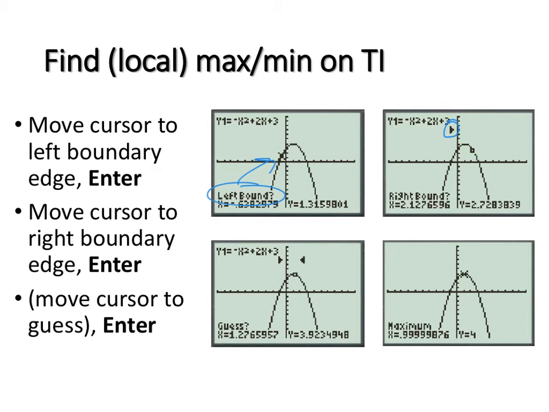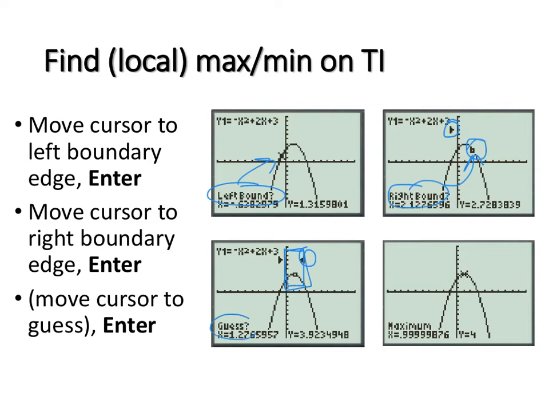After you push enter, you'll see a little black triangle on screen showing us the left edge of where the calculator will look for that vertex. It now asks you for a right edge. You need to move your cursor to the right using the right arrow key until you're definitely past that vertex. You'll see a second black triangle appear on screen.